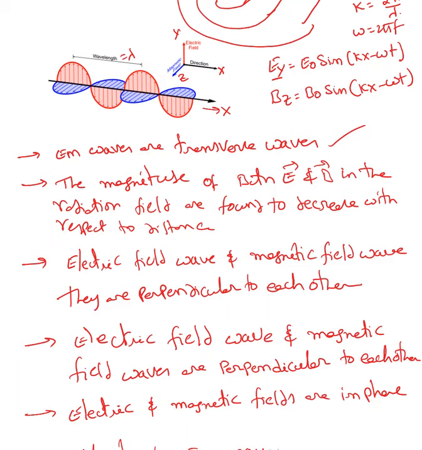Another important point: electric field waves and magnetic field waves are perpendicular to each other. So here is the electric field, and the magnetic field. They are exactly 90 degrees to each other.